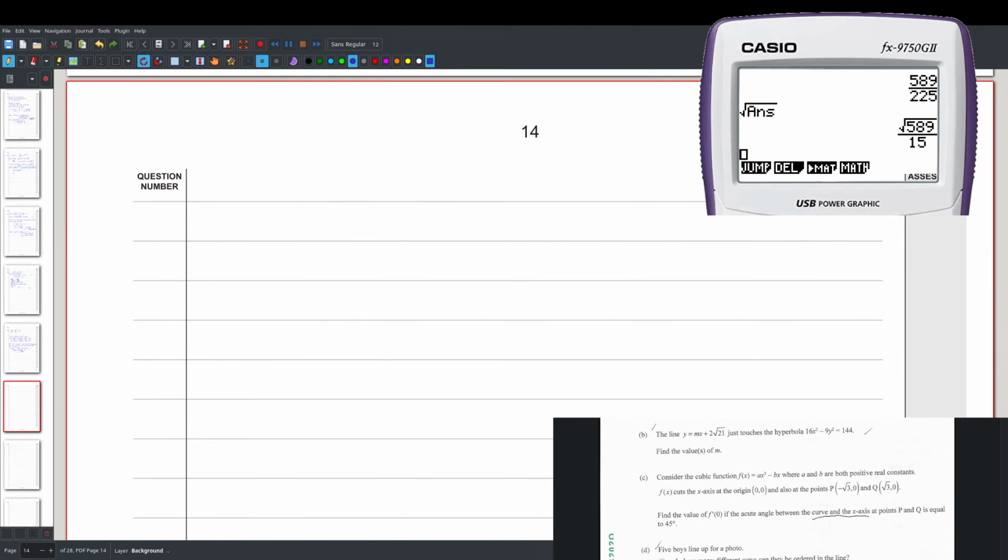Consider the cubic function ax cubed minus bx, with a and b both positive real constants. The acute angle between the curve and the x-axis at points P and Q is equal to 45 degrees.